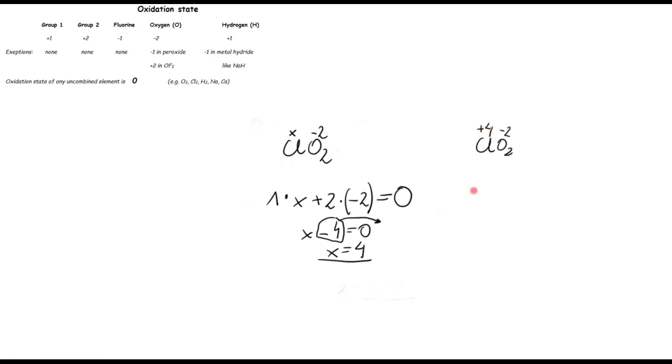If we check it, we have one chlorine atom in that molecule, so 1 multiplied by +4, plus 2, because we have 2 atoms of oxygen, multiplied by -2, and the overall charge of the molecule is 0. So we have 4 minus 4 equals 0, which says that it is correct.